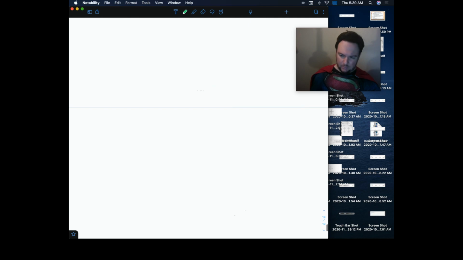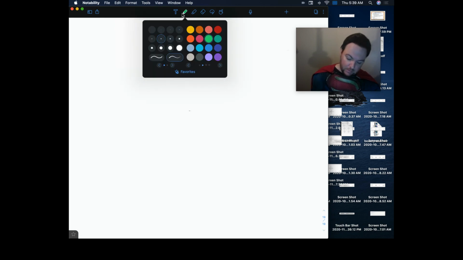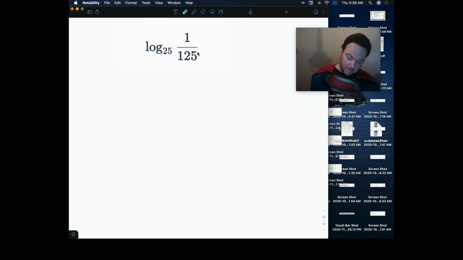Okay, next one. This is a nice little dessert at the end of all this work, right? Okay, so we have log base 25 of 1 over 25. I really do think every time I have green, there's kryptonite laying around. So more of the same.